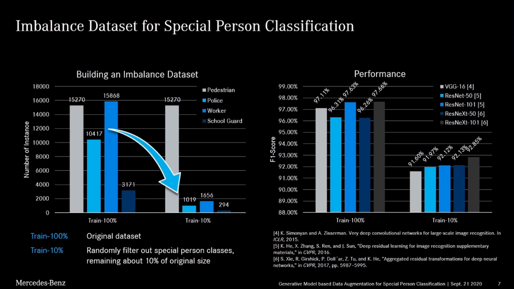On the left-hand side, we show the instance number difference of the train 10% and train 100%. We also can see a huge performance downgrade after the dataset becomes imbalanced from the statistics on the right. We can see that the performance dropped from 96 to 97% to 91 to 92%.